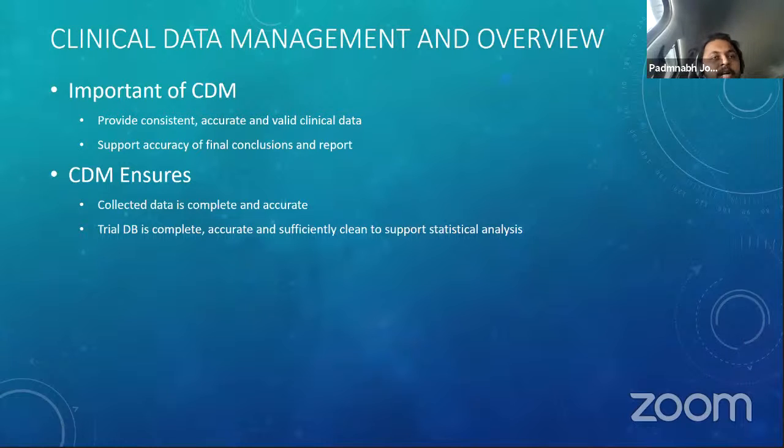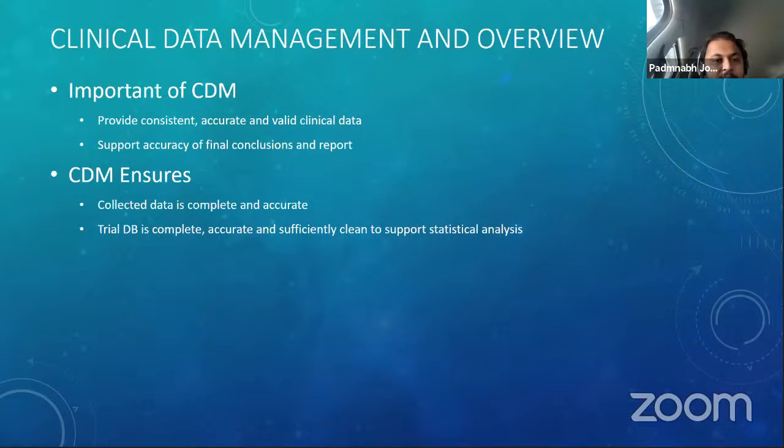So to talk about drug-drug interaction, to talk about any adverse events that might be observed while the drug is being administered. If the subject is pregnant, then the drug should be avoided during pregnancy. All these requirements come from the clinical data that gets captured and the analysis that we carry out afterwards. So that's talking about what CDM ensures.